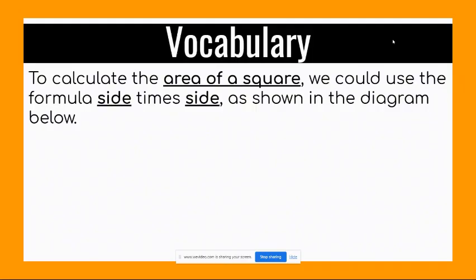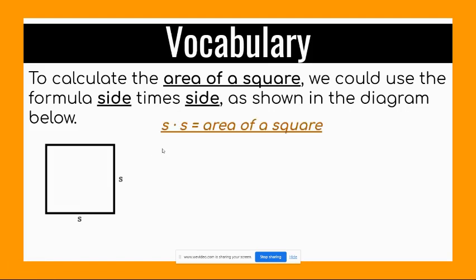Roots. So, to calculate the area of a square, if we think back to geometry in 6th and 7th grade, we would use the formula side times side as shown in the diagram below. So if I had this square, these two side lengths are the same, and I would just multiply that side length times itself to get the area of this square.